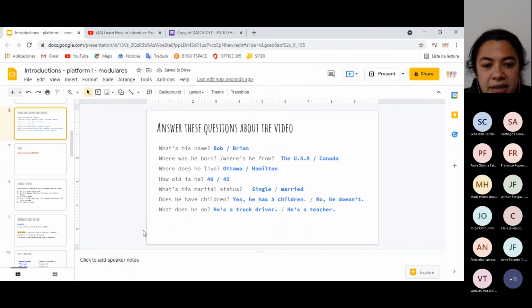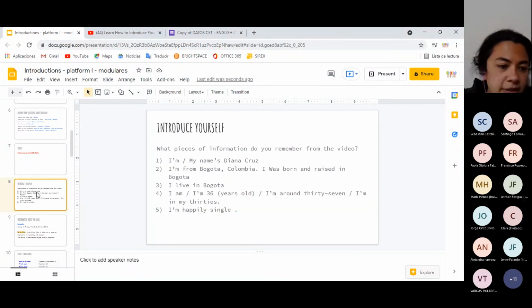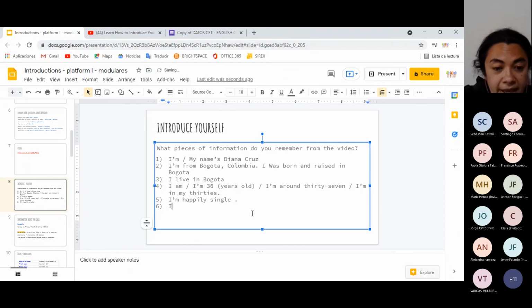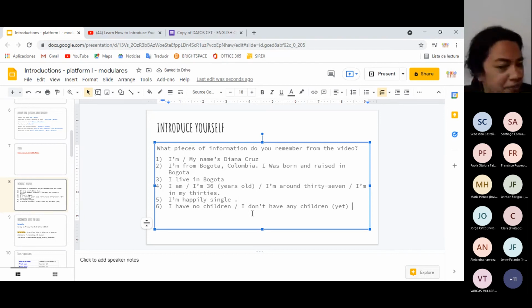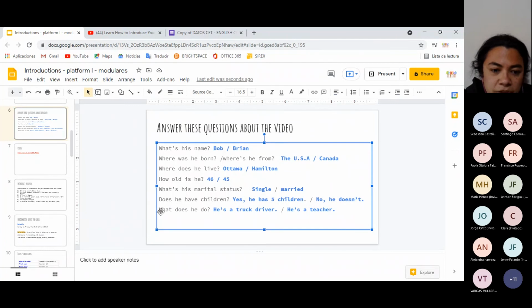And guys, does he have any children? So in his case, he has 5 children. In my case, I have no children, or I don't have any children. Okay, some of you said, and that is a good answer, yet. Maybe in the future, I don't think it's my case, probably not even in the future, but I don't have any children, maybe yet, but maybe it's part of your plans. We never know.